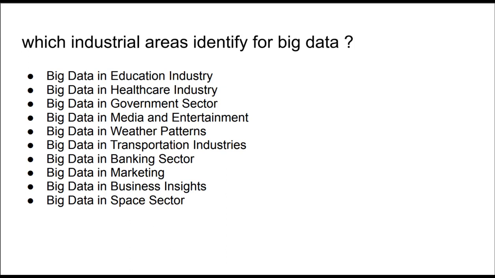Big data in weather patterns: forecasting, predicting, identifying natural disasters via satellite. Big data in the transportation industry: route planning, traffic controlling via geo and GPS. Big data in the banking sector: credit and debit cards, risk mitigation, customer statistics, alteration, money laundering. Big data in marketing: digital marketing. Big data in business insights, one of the best big data applications we can use or see in modern industries.